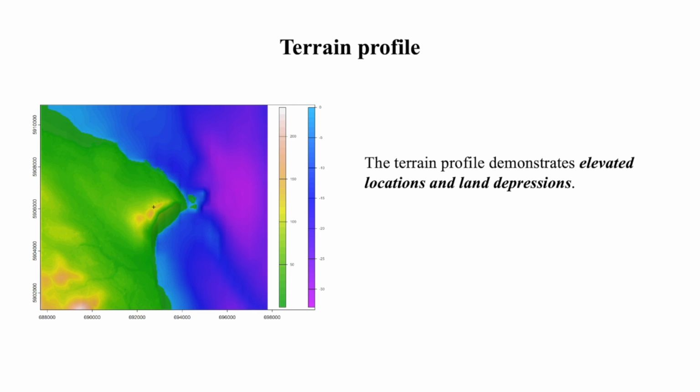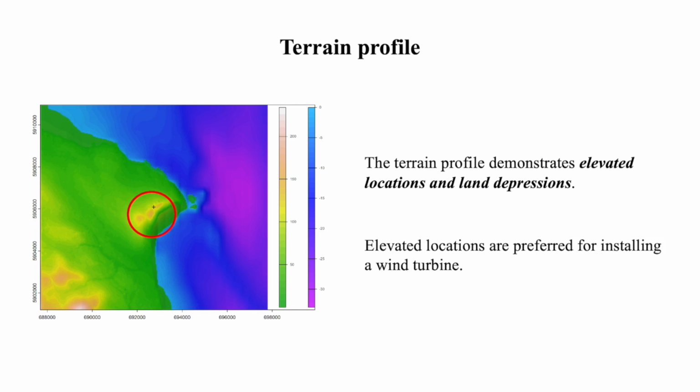Another important aspect is the terrain profile. Elevated locations are preferred, whereas land depressions might lead to significant performance losses. As visible from the elevation model in our report, our location is slightly elevated, but there are higher hills to the southwest about 6 kilometers away, which should be enough distance not to impact our turbine too much.